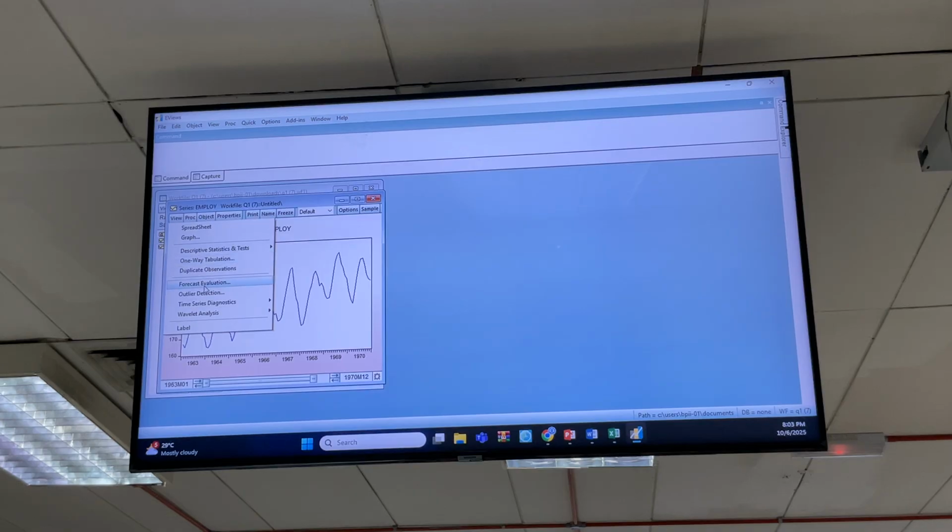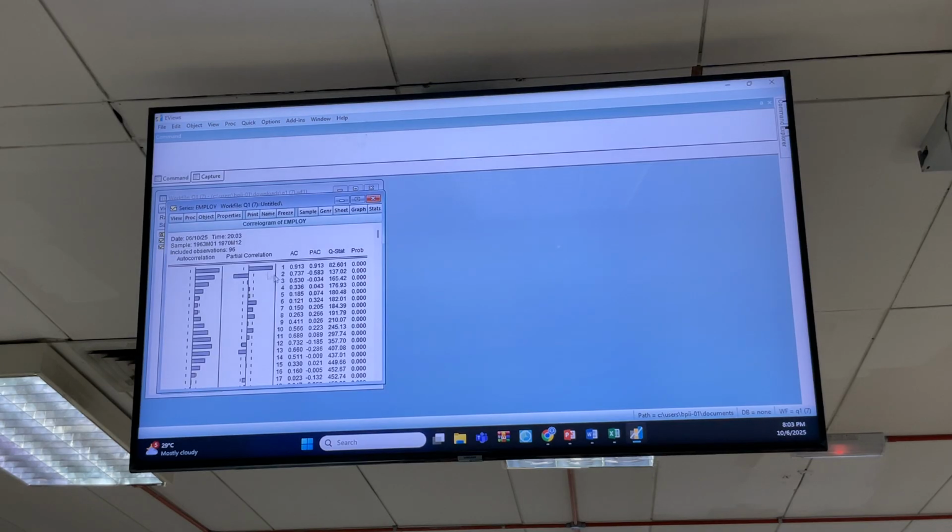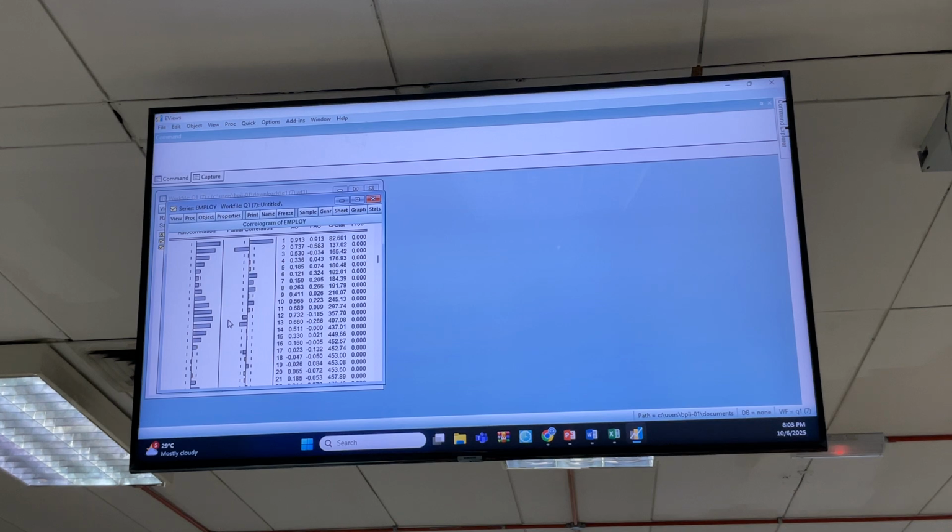Then you check the correlogram. In lag 12 you can see this kind of pattern: the autocorrelation value is larger than the adjacent autocorrelations, and the same at lags 24, 36 and so on. That gives an indication that the series has seasonal variation. And then you go on to the test.